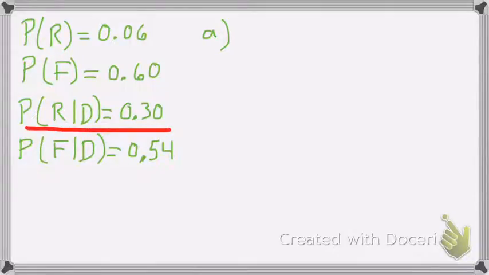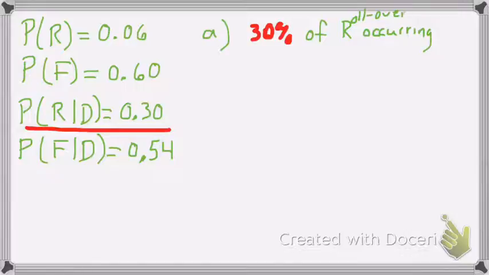So this probability basically means I have a 30% chance, from the 0.30, of R occurring, which in this case is a rollover, given that the accident occurs in death. So given that a death occurs in this accident. That is how you would interpret that.